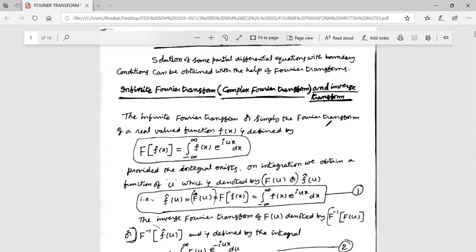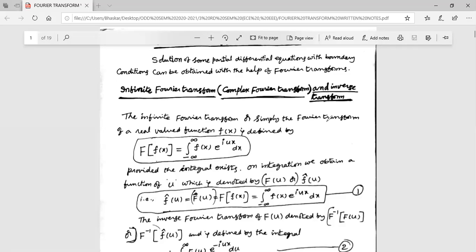Good morning, all. Today we are going to discuss Fourier transforms. The main application of the Fourier transform is to the solution of some partial differential equations, where the boundary conditions can be handled with the help of the Fourier transforms. And also, there are so many applications out there.